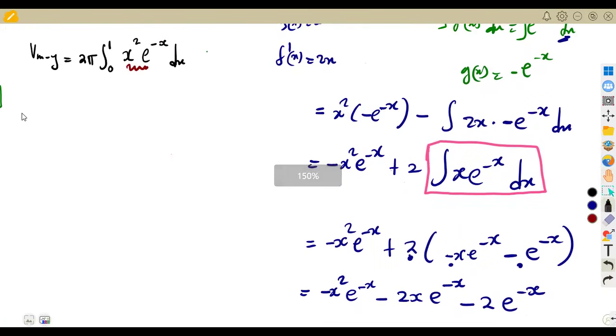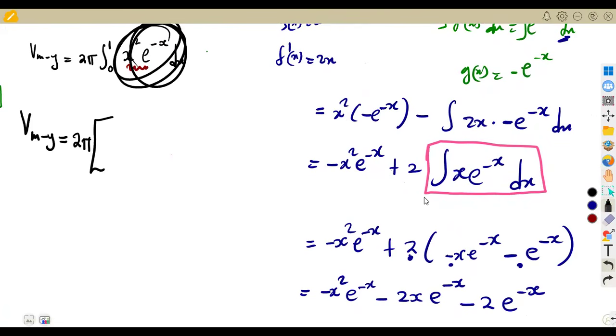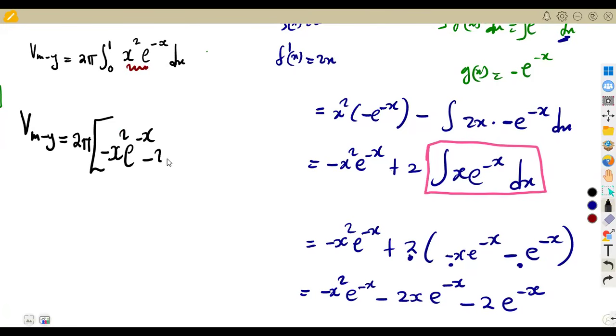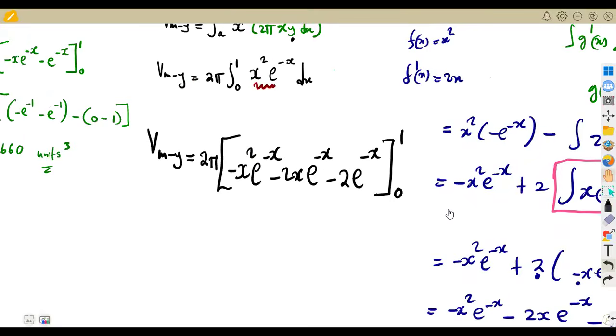So our volume moment with respect to y is going to be 2 pi, which is already out of the integral. What we got after integrating this whole part is this expression: minus x squared e to the exponent of minus x, minus 2x e to the exponent of minus x, minus 2 e to the exponent of minus x, with our limits from 0 to 1. So that was the idea of our question.